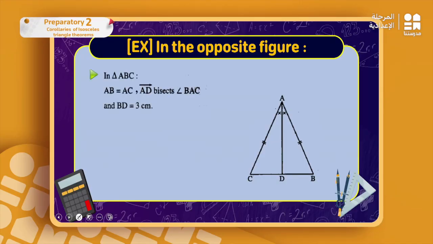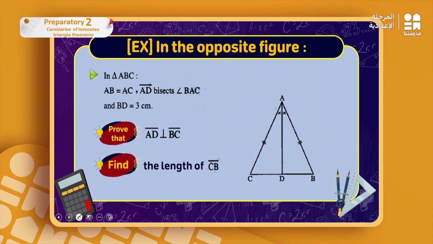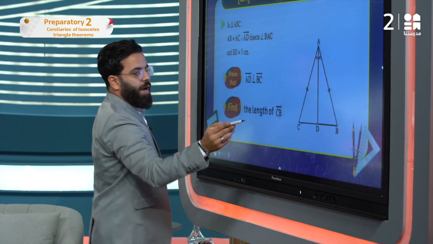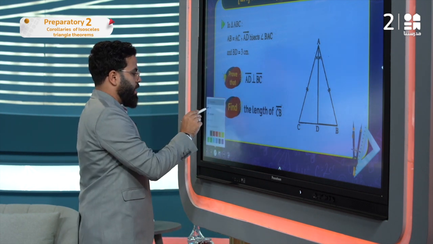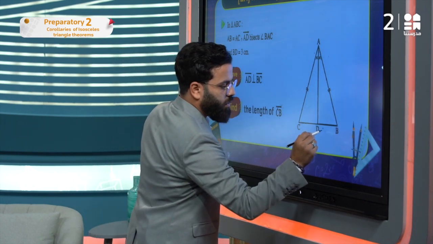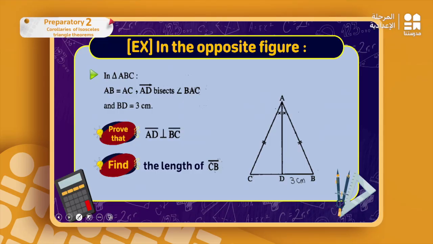Look here at the given and what he asked me. In the triangle ABC, AB equals AC, as you can see, so it is an isosceles triangle. AD bisects angle BAC. AD bisects what? Angle BAC. So here one of the three actions we agreed on happened: it bisected the vertex angle. And BD he told me is 3 centimeters. So BD equals 3 centimeters. Is it clear?